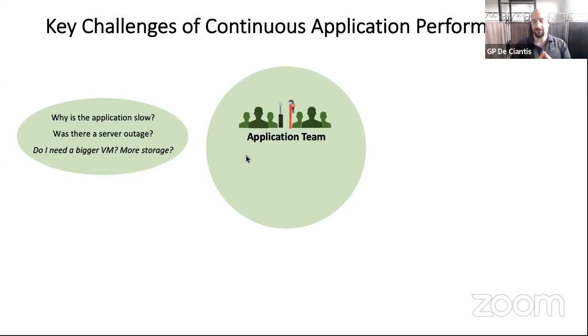You know, the application team gets an alert in their application monitoring platform like AppD or Dynatrace, New Relic, and they don't know why their application is slow. They're not sure if there was a server outage. Is their VM too big? Do they need more storage? And they don't have the insight into the whole stack to understand what potentially could be causing that.